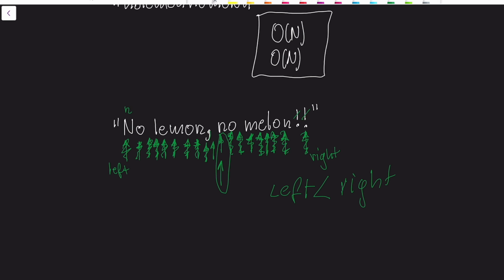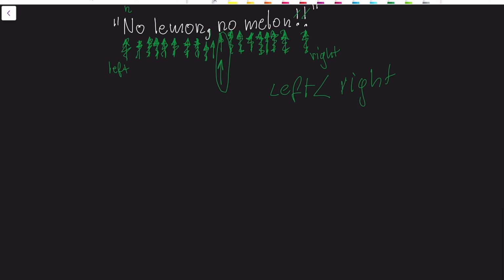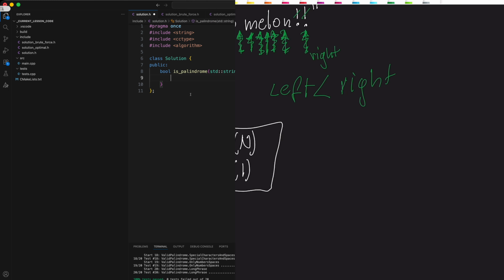The time complexity of this algorithm is again O of n, because we have to process each and every character in the string, but we are not using any extra memory, so our space complexity has improved and it's now O of 1. And that's the gist of this two-pointer algorithm to check whether a string is a palindrome.